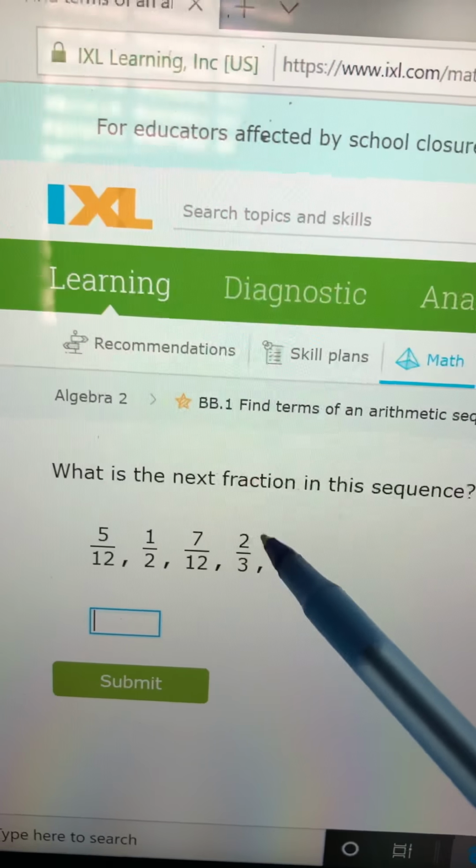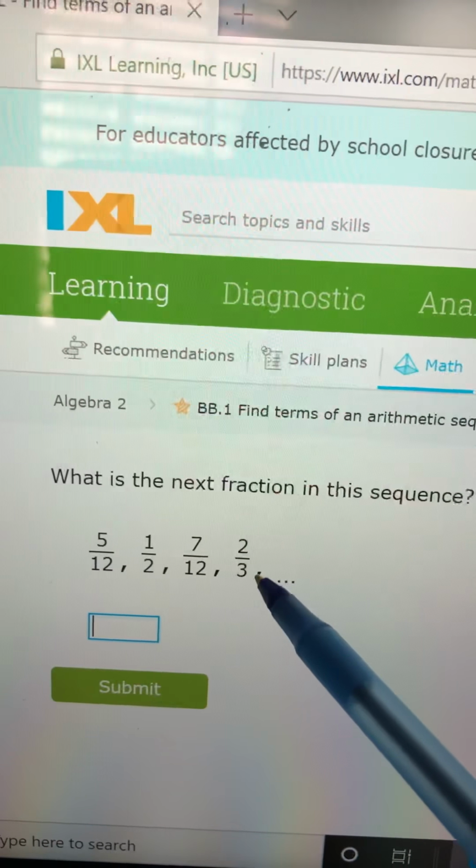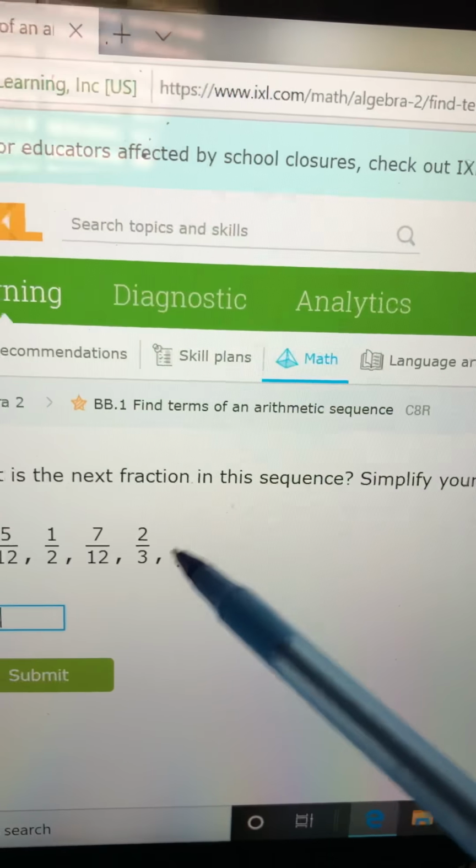Now let's see if that makes sense. 5 plus 1 is 6, and what's 6 over 12? 1/2. Plus another one is 7 over 12. 8 over 12 reduces to 2/3. So this one's going to be 9 over 12.